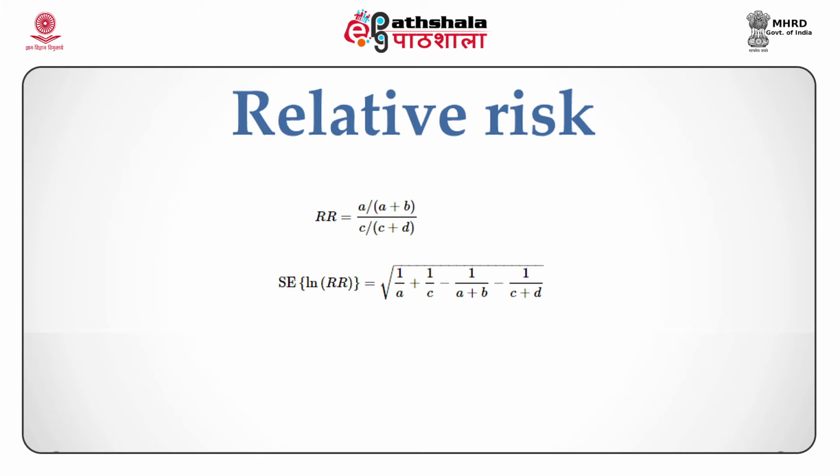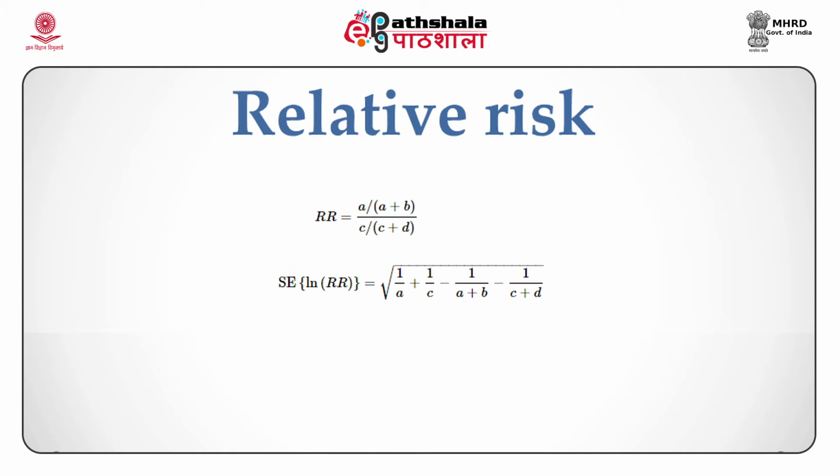Now note that because we have assumed that group 1 and group 2 are independent, the proportions A over A plus B and C over C plus D are also independent, and hence there is no covariance term. Thus, when we implement the delta method, we just need to implement the univariate and not the multivariate form of the delta method. We can use log RR divided by the standard error of log RR to test the hypothesis of whether or not RR is equal to 1.